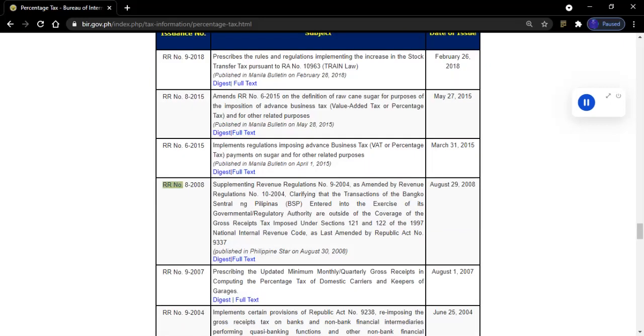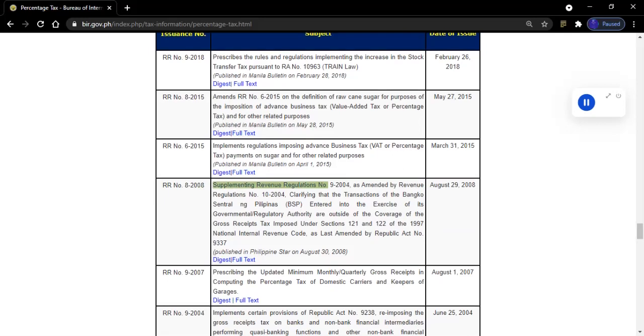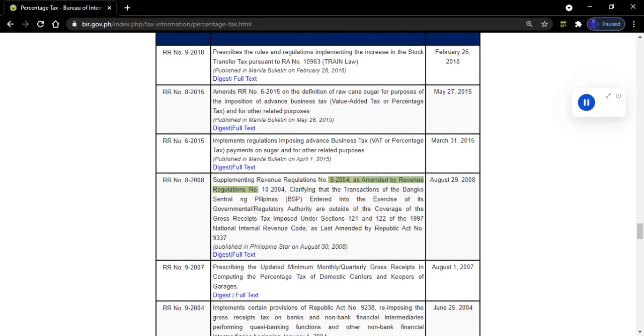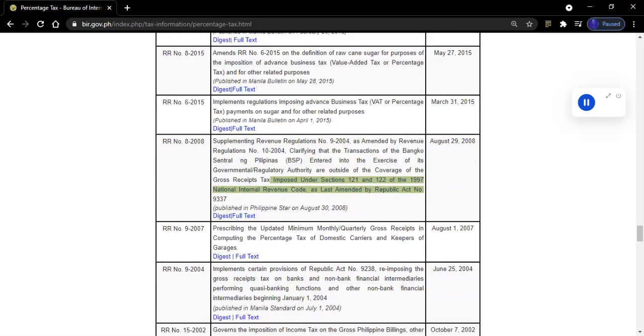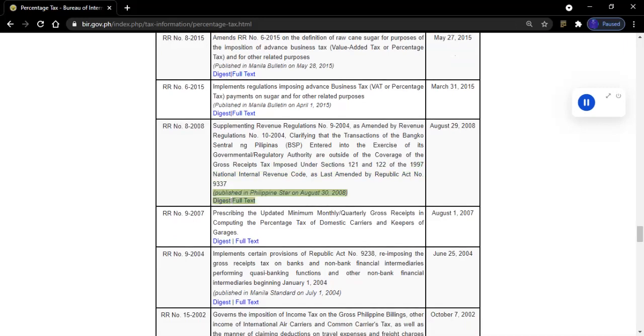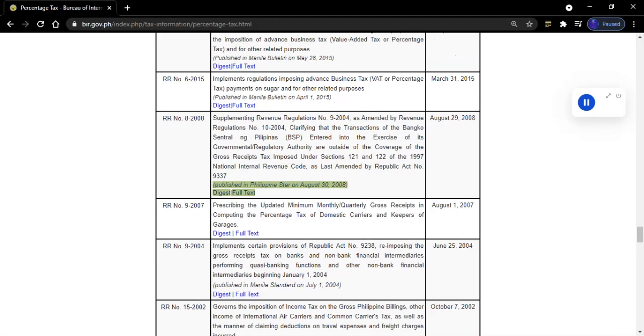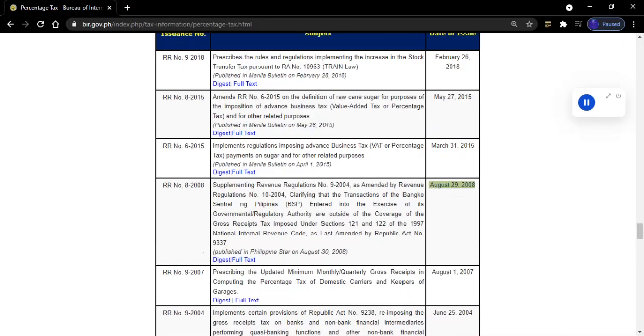RR no. 8-2008. Supplementing revenue regulations no. 9-2004, as amended by revenue regulations no. 10-2004, clarifying that the transactions of the Bangko Sentral ng Pilipinas (BSP) entered into in the exercise of its governmental, regulatory authority are outside of the coverage of the gross receipts tax imposed under Sections 121 and 122 of the 1997 National Internal Revenue Code, as last amended by Republic Act No. 9337. Published in Philippine Star on August 30, 2008. Digest, full text. August 29, 2008.